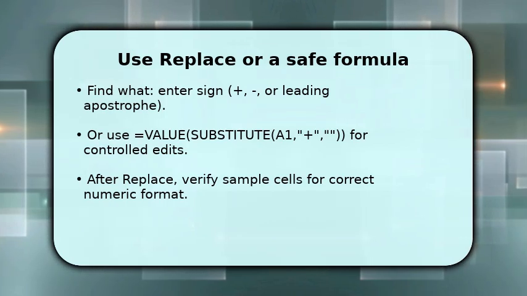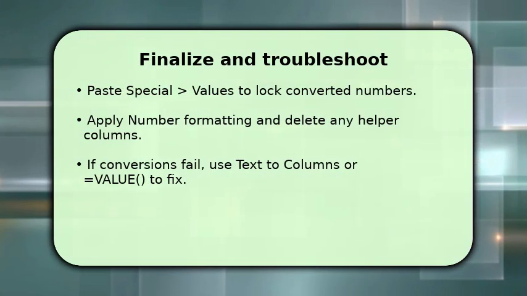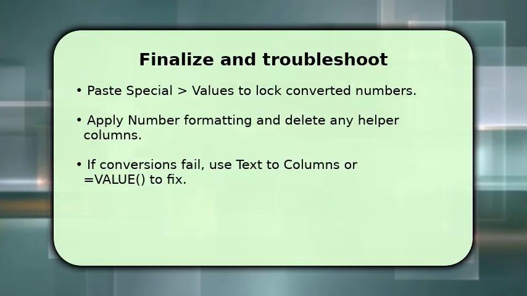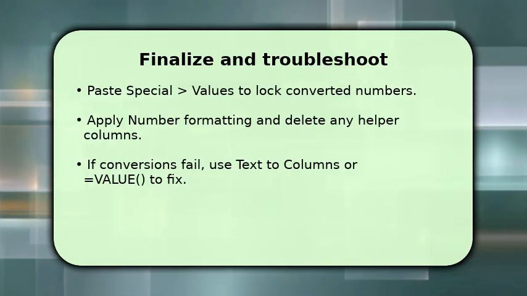Finish by selecting the converted cells, copy, then paste special values so signs are permanently removed. Make sure to apply number formatting to restore decimals or commas as needed, and then delete helper columns.